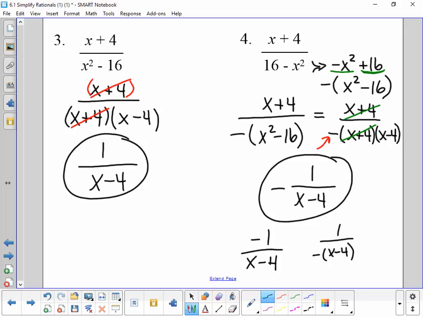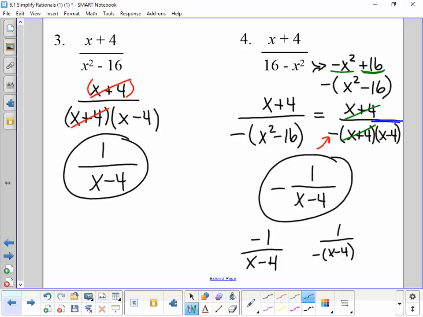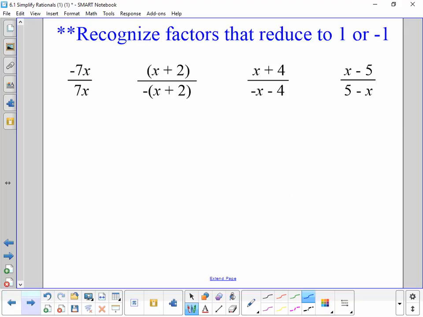And again, that x minus 4 was in the denominator. It's in the bottom. It's not in the numerator. So make sure that it stays in that location. So this last one we did, it had a negative pop up, or a negative 1 if you want to think of it that way. So sometimes it's useful to start recognizing when something reduces to negative 1.